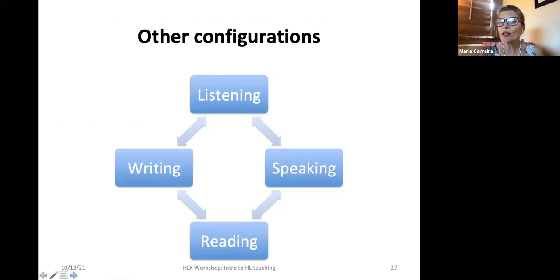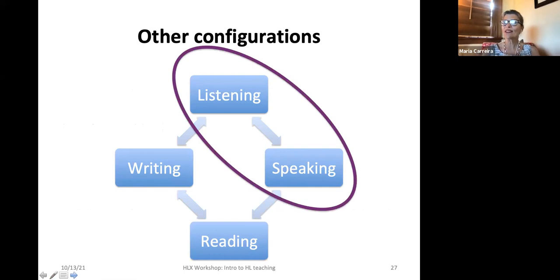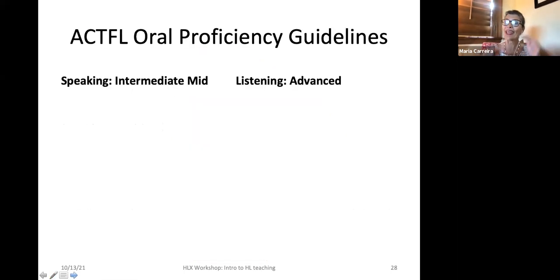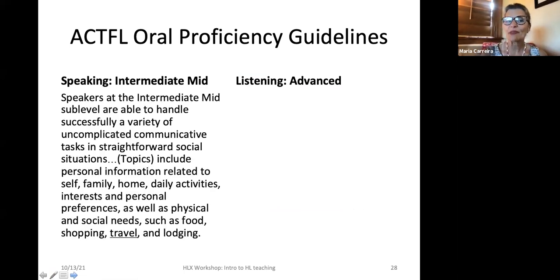So you can do all sorts of configurations as long as you're going from an area of strength to an area of need. Now, focusing on listening to speaking, we can see how we can go from listening to speaking, right? That's easy to see in this direction, but is it possible to go in the other direction, speaking to listening? Typically, we don't think of going that way with HL learners, but we can think of it if we use the ACTFL proficiency guidelines. So we can have them speaking at the intermediate mid-level.